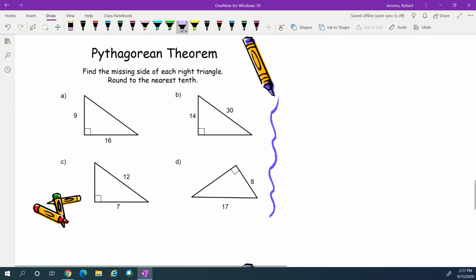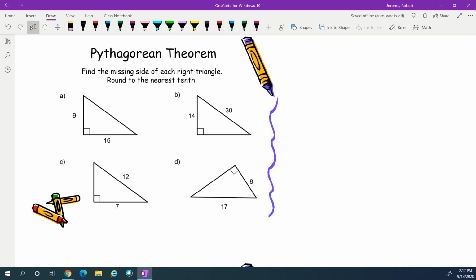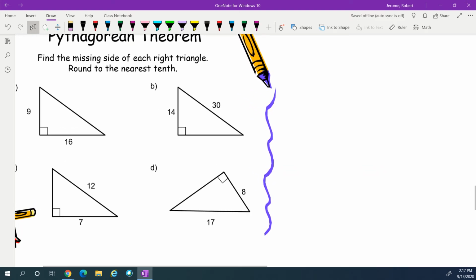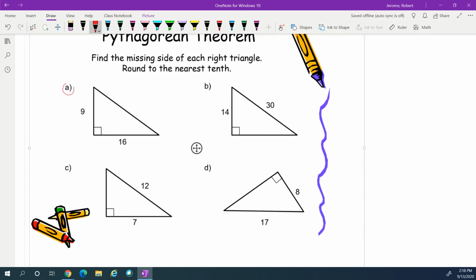All right, well, let's just work out some of these. And you're going to need your calculator handy for this stuff. So let's do 1 or 2. Let's do problem A. So we have a right triangle. We know 2 sides. We're looking for the third. That's the giveaway for Pythagorean theorem. Right triangle, I know 2 sides, I'm looking for the third side.